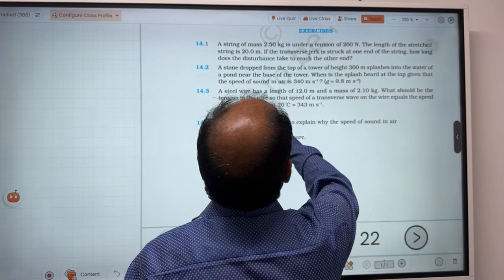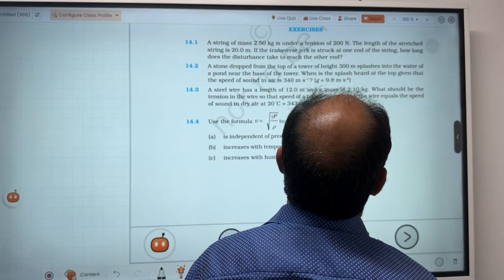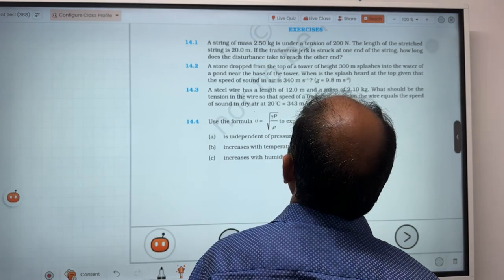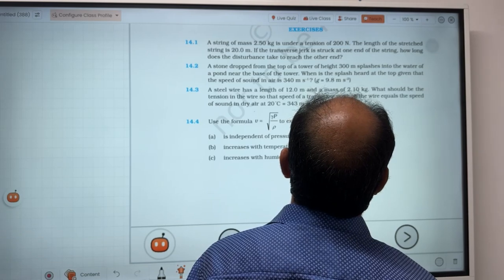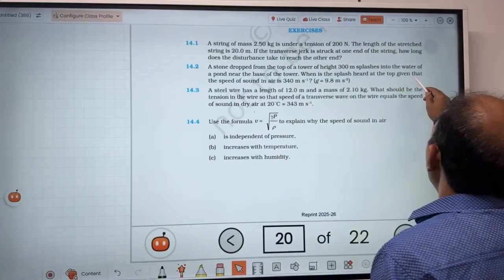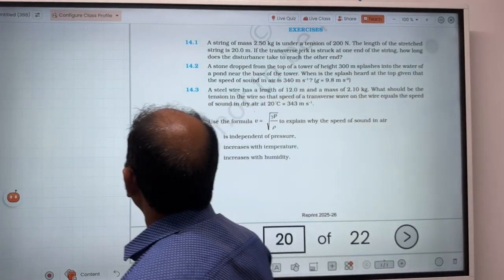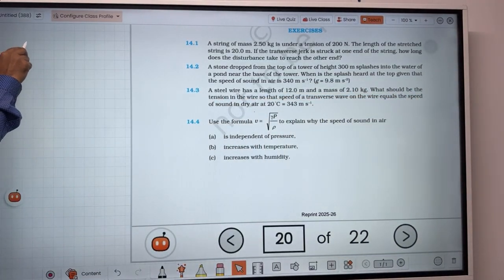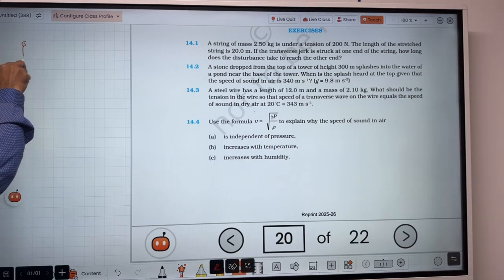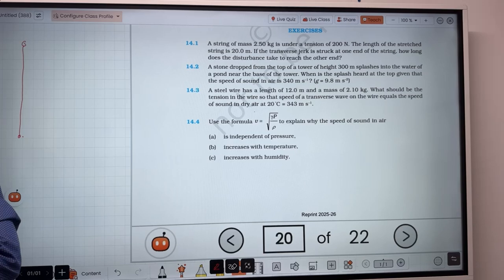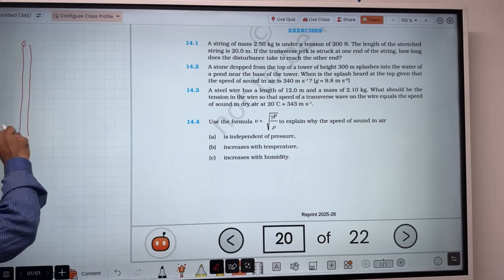Second question says, a stone dropped from the top of a tower of height 200 meter splashes into the water of a pond near the base of the tower. When is the splash heard at the top, given that the speed of sound in air is 340 meter per second? So what is the case? Stone will fall from here, and then sound will be produced, and then sound will travel to the same height.